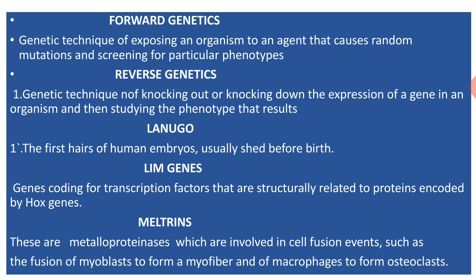Limb genes. Genes encoding transcription factors that are structurally related to the protein encoded by Hox genes. Meltrins. Meltrins are metalloproteinases which are involved in cell fusion events such as fusion of myoblasts to form myofibers and of macrophages to form osteoclasts.